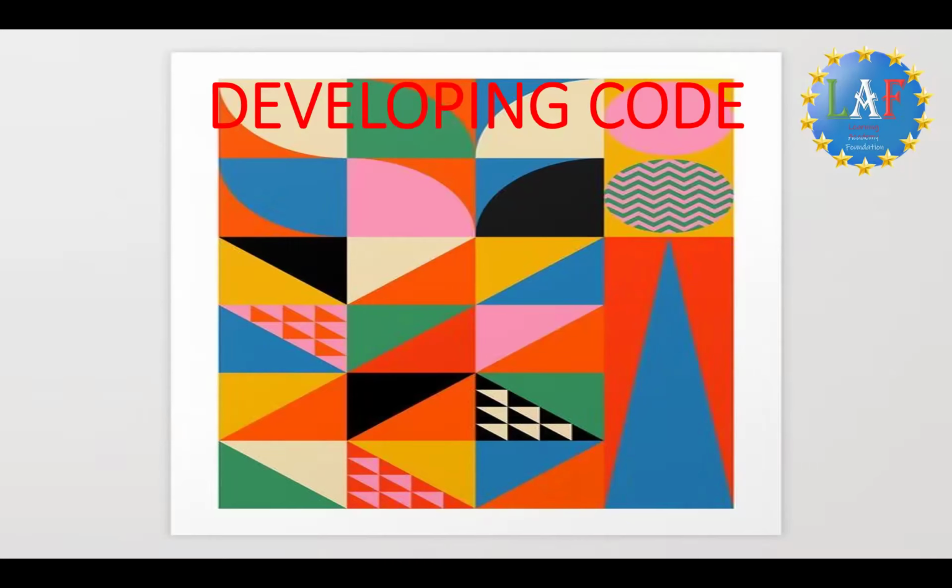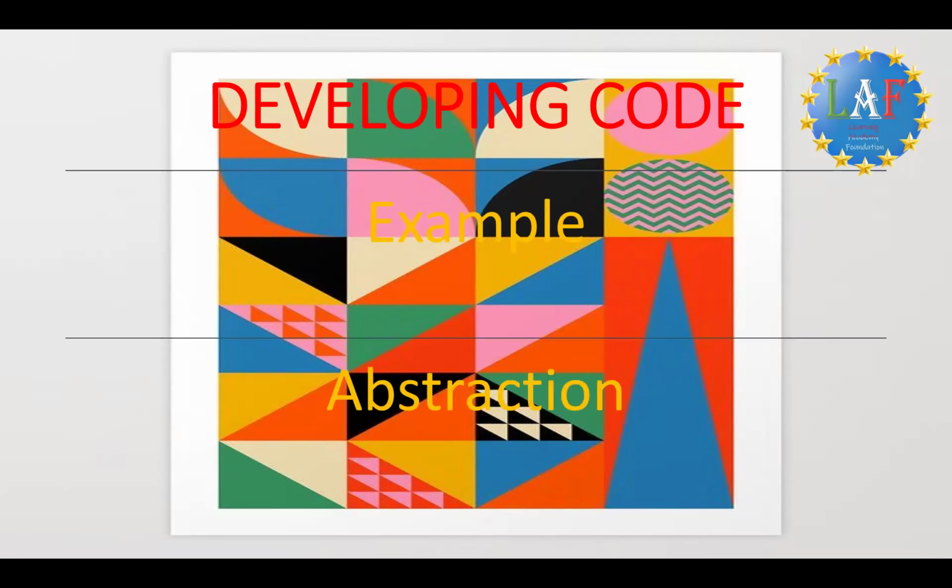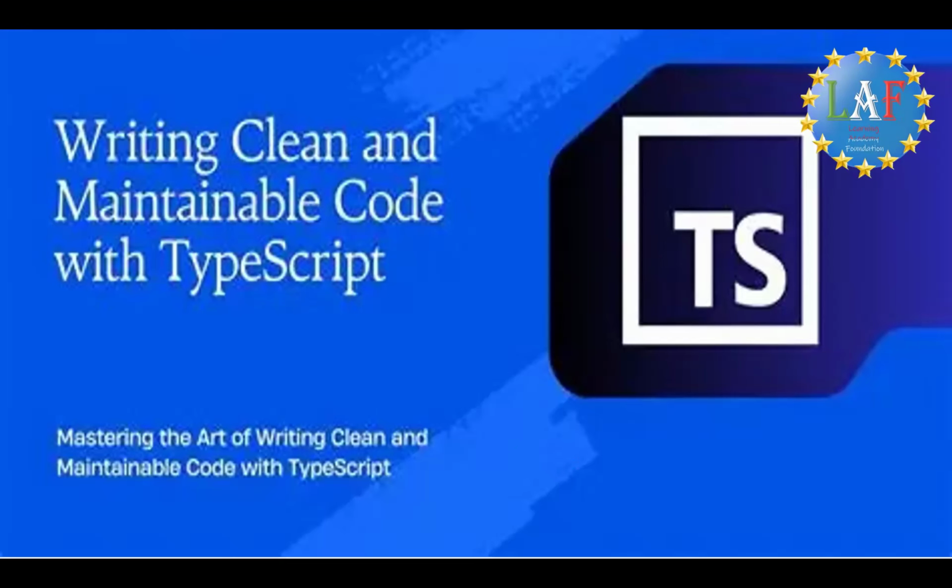We can develop code by example, a function that calculates the area of a rectangle, or abstraction, a geometry module that handles multiple shapes with reusable logic. Abstraction is the art of stepping back, seeing patterns, and designing code that serves not just one moment, but many.